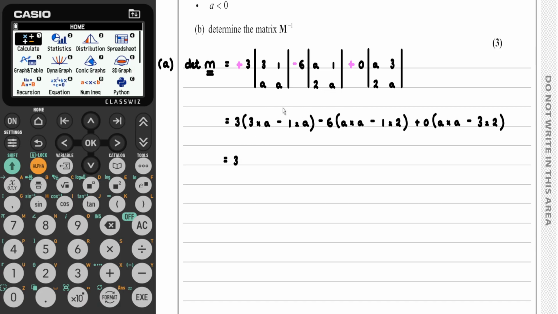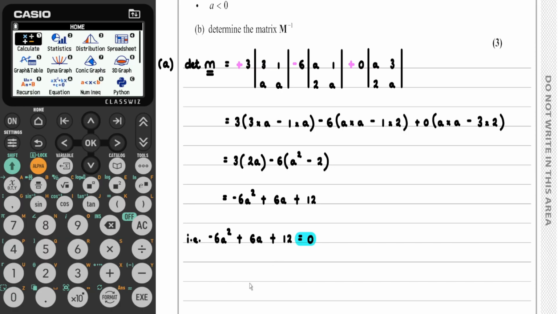So we have 3 multiplied by 2a, subtract 6 multiplied by a squared, subtract 2, plus 0. So we have negative 6a squared plus 6a plus 12. And therefore, because we are determining the values of a for which the matrix M is singular, we set the determinant of M equal to 0. Hence, we have negative 6a squared plus 6a plus 12 equals 0.